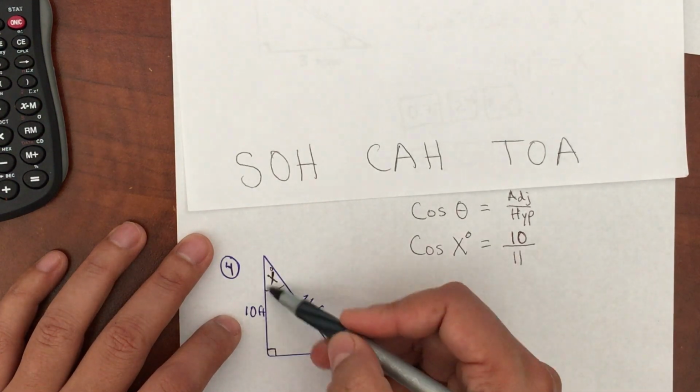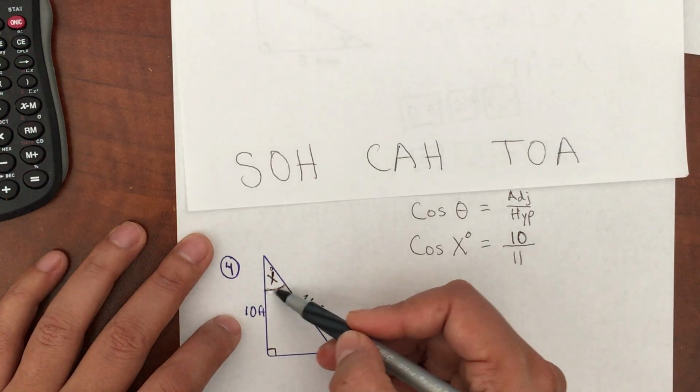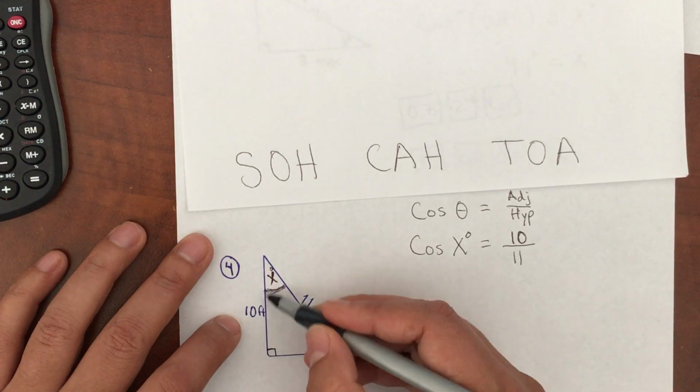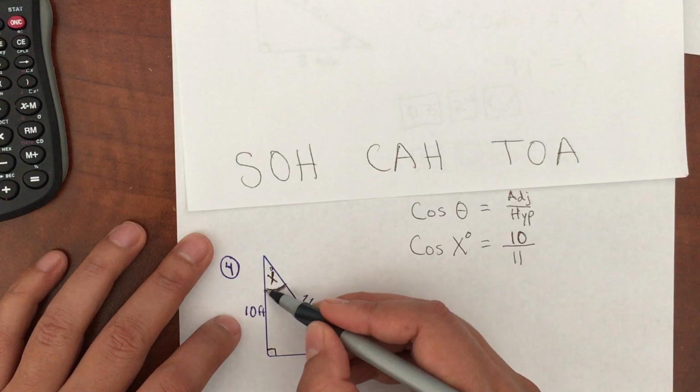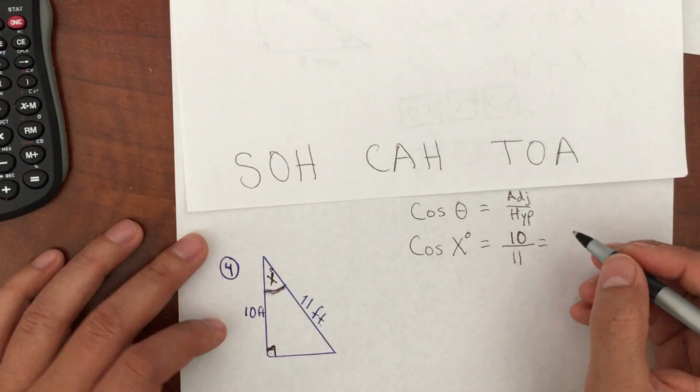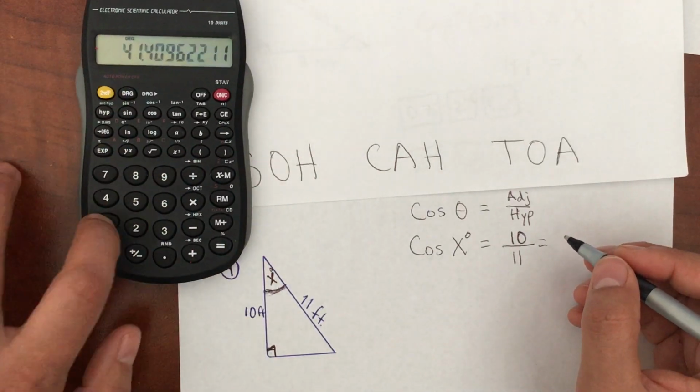Remember, the adjacent is attached to the angle. Adjacent, attached. And the other way to identify the adjacent is that it's always between the angle and the 90-degree angle. Okay, two different ways to figure it out. Now I go to the calculator.